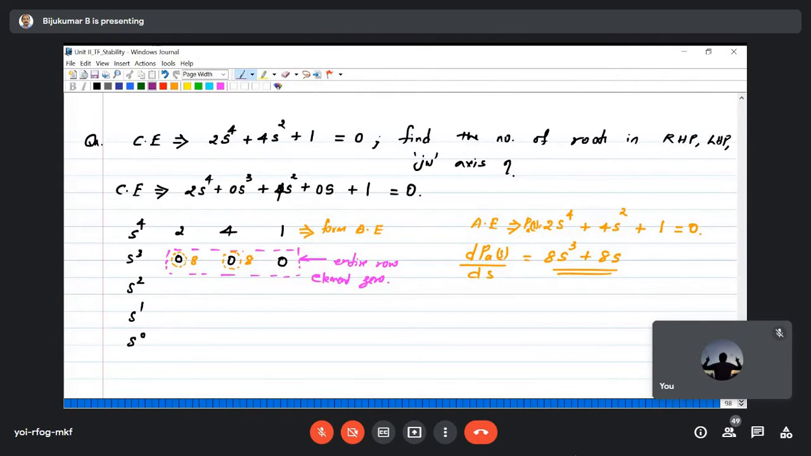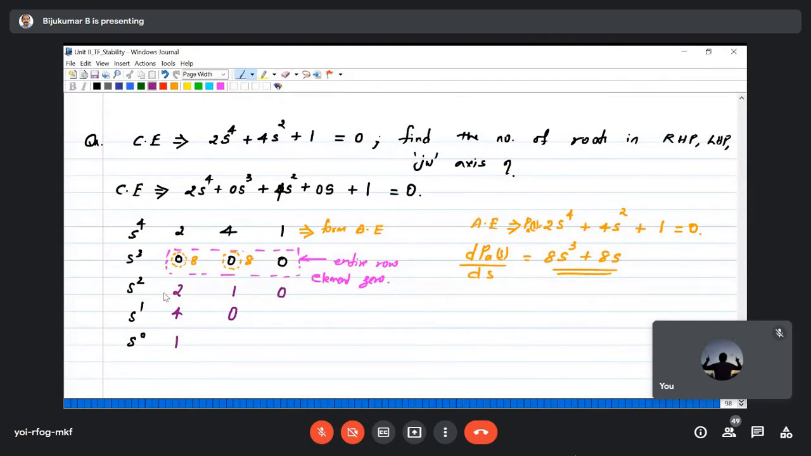If you do this, (32 minus 16) by 8 becomes 16 by 8, which is 2. Again (8 minus 0) by 8 becomes 1. Then this is 0 again. Next one, 2 into 8 is 16, 16 minus 8 by 2 becomes 4. And the next one becomes (4 minus 0) by 4. I hope everyone knows how to do it.